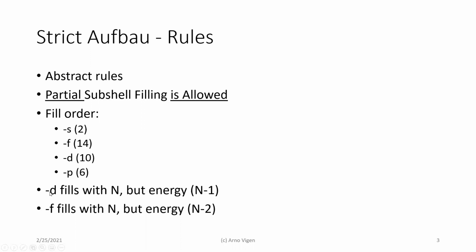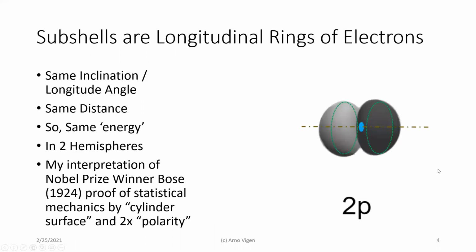The second rule is that the subshell D fills in the order with N, but its energy is actually N minus 1. And the F fills with N, but its energy is N minus 2. Now remember these same rules, because we're actually not going to change them, but we're going to explain them with 3D engineering. So first, subshells, to me, are longitudinal rings of electrons. That is, they're at the same inclination angle, like on a hemisphere, at the same distance, and thereby have the same energy.